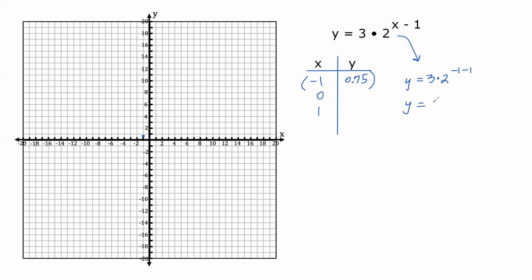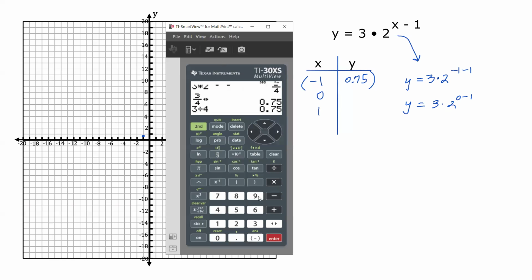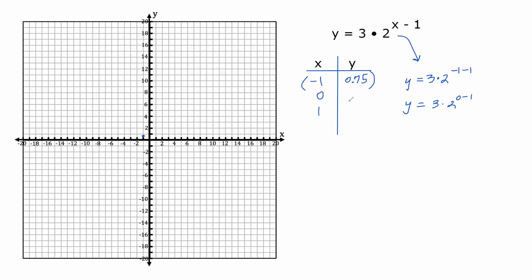So y equals 3 times 2, now x is 0, to the 0 minus 1 power. And so I'm going to grab my calculator, and I've got 3 times 2 exponent 0 minus 1 power, or the -1 power. And you get 3 divided by 2, which is 1.5. So that means at 0, I'm up all the way at 1.5. 1.5 is between 1 and 2. So again, approximating where that point is.